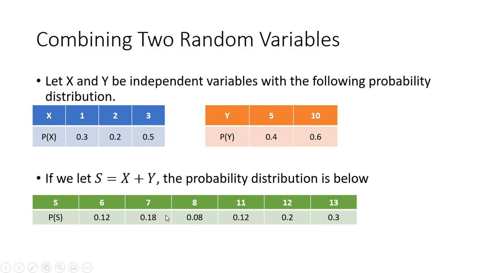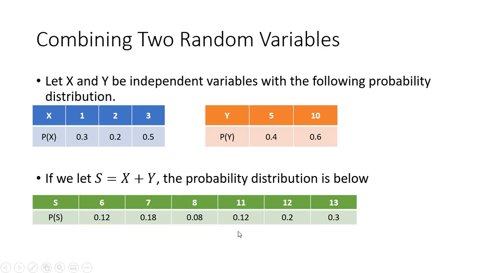And to do each one of those, we basically have taken each probability and multiplied them. So 0.3 times 0.4 is 0.12. 0.3 times 0.6 is 0.12. And so on and so forth. Okay. All right, so that's how we get this new sample space.